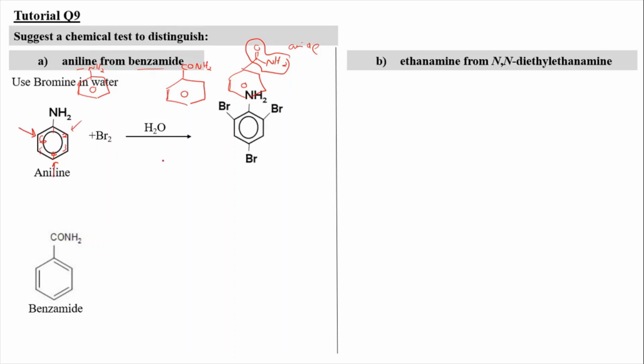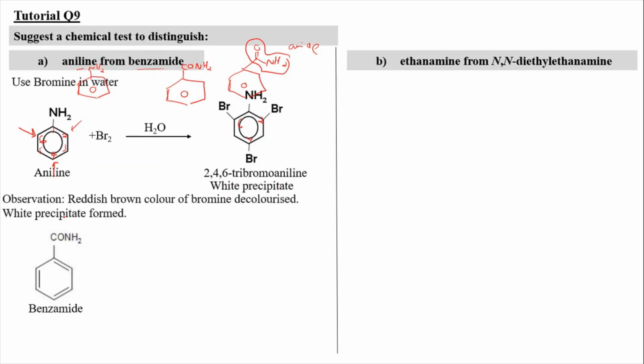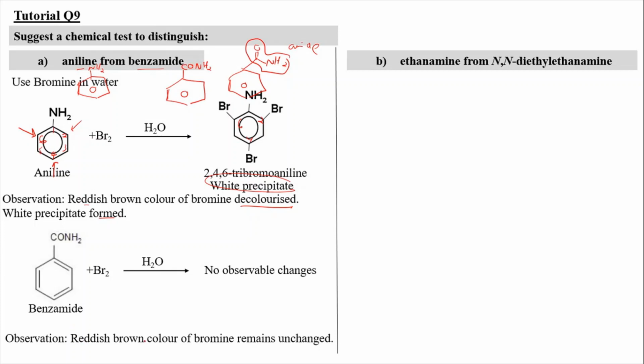Okay, and as a result, it is going to create a precipitate, which is 2,4,6-tribromoaniline, a white precipitate. As for the observation, you can say that the reddish brown color of the bromine molecule is going to break apart, and the reddish brown color is going to be decolorized. And the second observation is that a white precipitate is going to be formed. For the benzamide, when we react with bromine in the presence of water, there are going to be no observable changes. So for the observation, we can say that the reddish brown color of bromine remains unchanged.